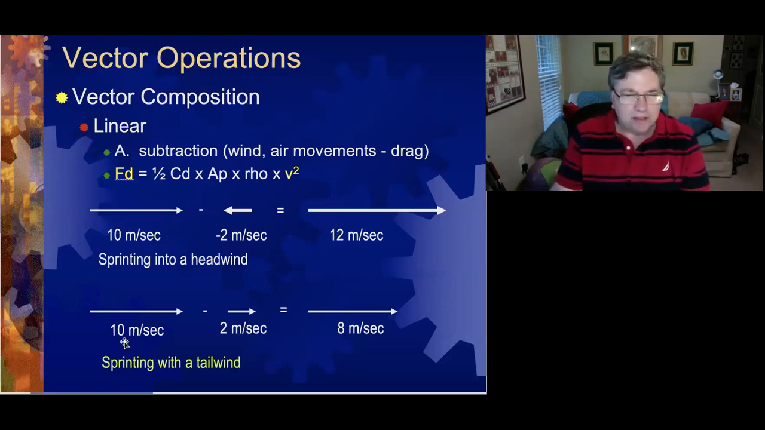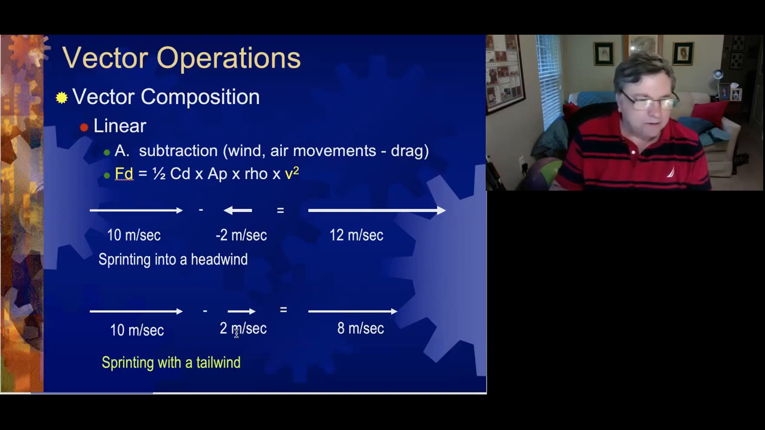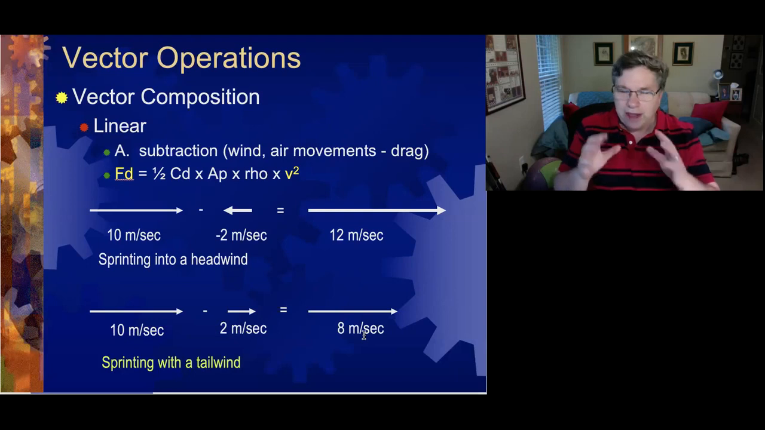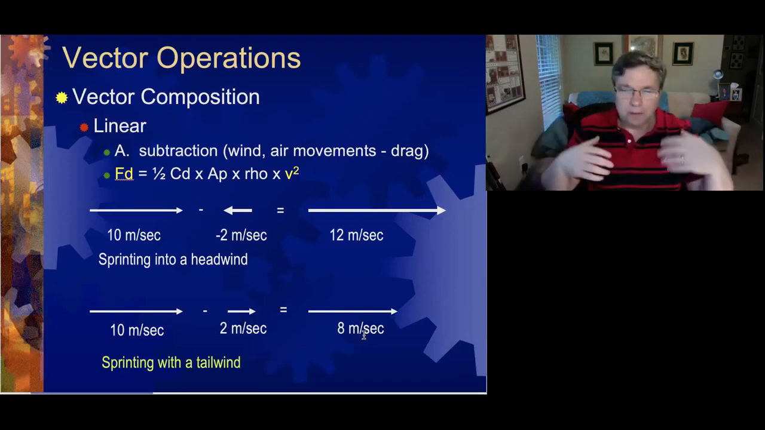If we're sprinting with that tailwind, so the wind is now in the opposite direction. By the way, a world record can only be set, I think, with a tailwind, wind aided we say, of 0.5 meters per second or less, I believe. So 10 meters per second minus 2 meters per second, they're in the same direction. That's 8 meters per second. That's not how fast the individual is running, but how fast the air molecules are coming past them.